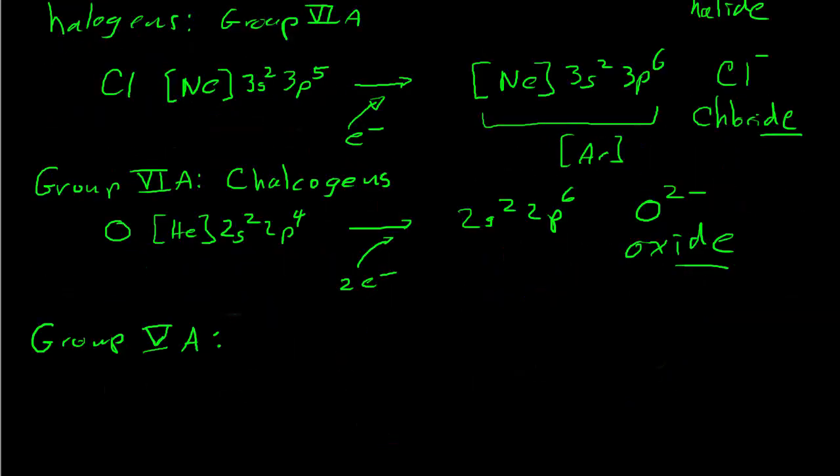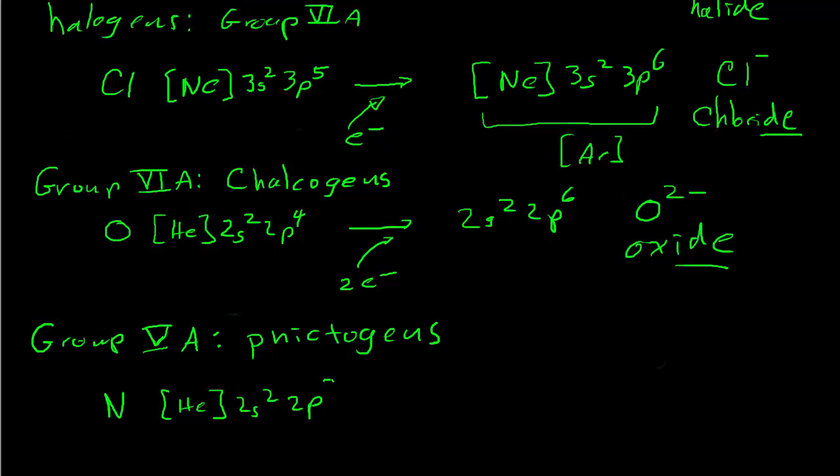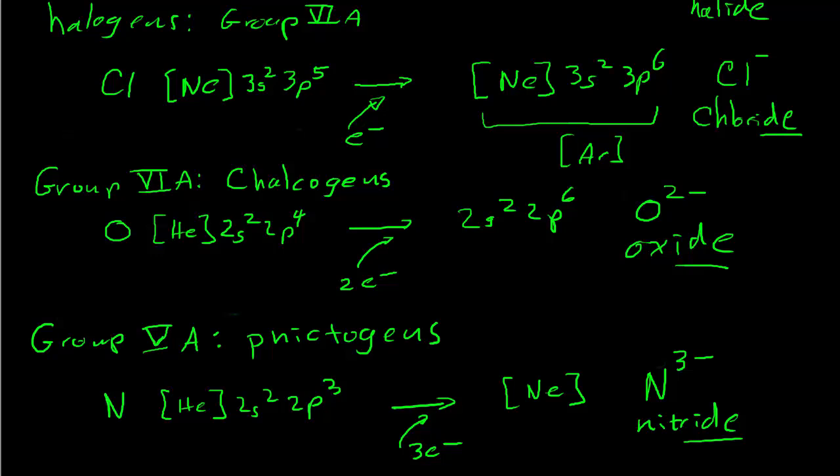So we've picked up 2 electrons for the chalcogens, and then you might guess that the next group we find, group 5A, these are called the pnictogens, and they include nitrogen and phosphorus. Nitrogen has the electron configuration helium 2s2 2p3, and if it picks up 3 more electrons, then it can complete its valence shell and have the same valence shell as neon. With 3 extra electrons, it will become N3-, also known as nitride. Again, the -ide ending is telling us that this is an anion. So nitride with 3 negative charges completes its valence shell.